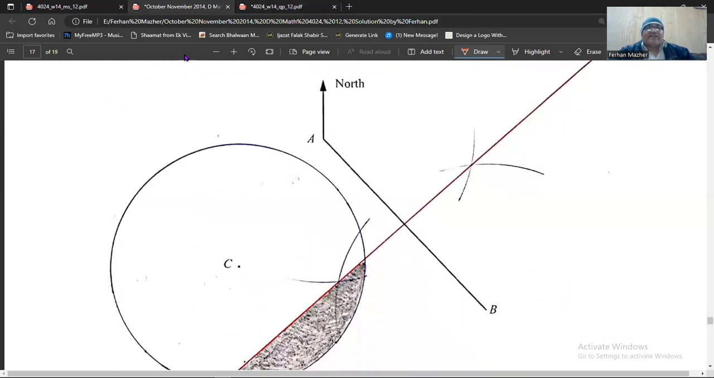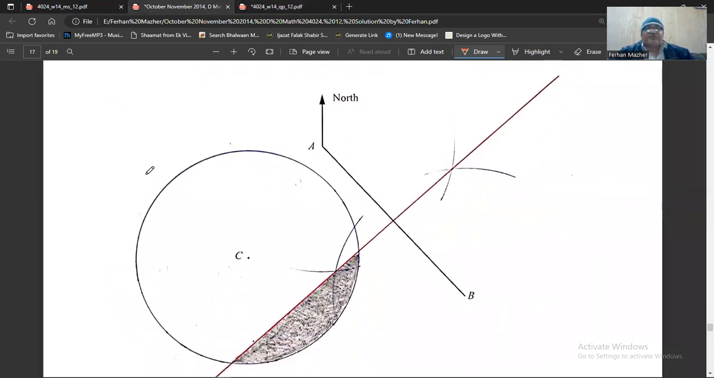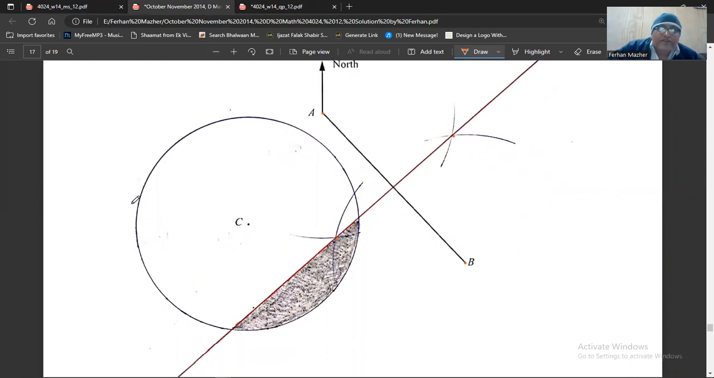So what I did, how I did, let me show you. I put my compass here at A, open it more than half of the AB. I draw this arc and this arc. Then I put my compass on B, keep the compass that much opened, put an arc here, put an arc here. Then I join these 2 points, and that's the perpendicular bisector of the AB.